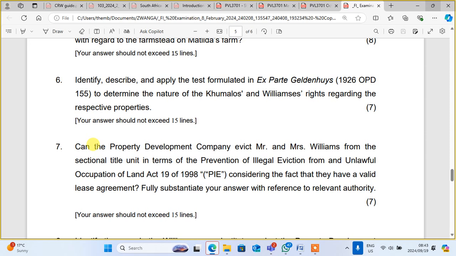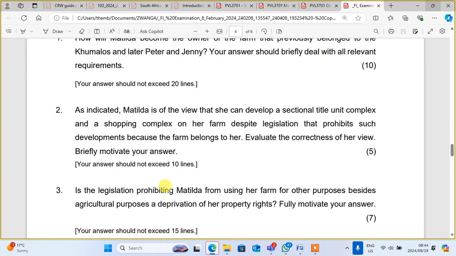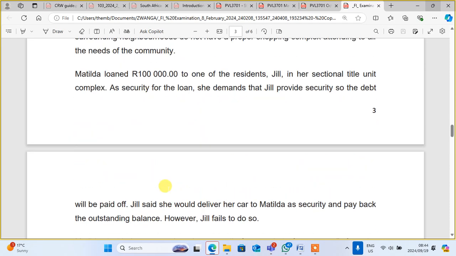Now I've opened another question which asks, can the property development company evict Mr. and Mrs. Williams from the sectional unit in terms of the Prevention of Illegal Eviction? Remember, considering the fact that they have a valid lease agreement. Now let's go and read about this too.